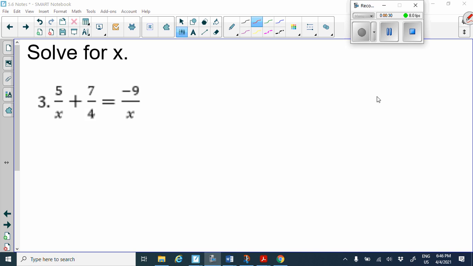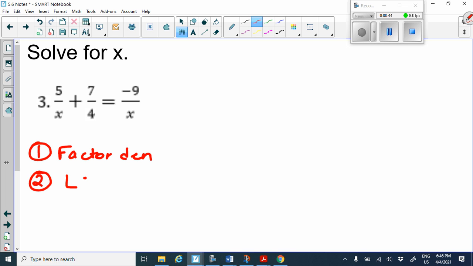Okay, so first we have to factor the denominators if it's possible. A lot of things are if possible. Well, let's look at our denominators. We have x, 4, and x. Well, we definitely can't factor the denominators. So we go on to the second step, which is to find the LCD.